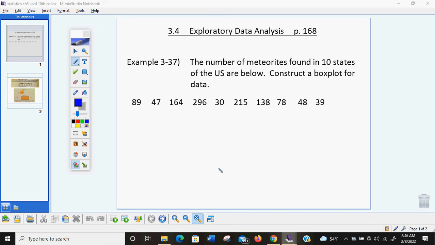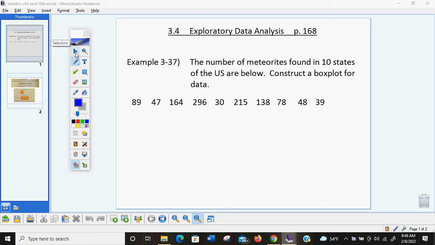Okay, so we're going to do a box plot. They used to be called box and whiskers, because you're going to have two lines going out to the side like a cat's whiskers. Now they just call it a box plot. This is the number of meteorites found in 10 states in the U.S. Construct a box plot for the data.